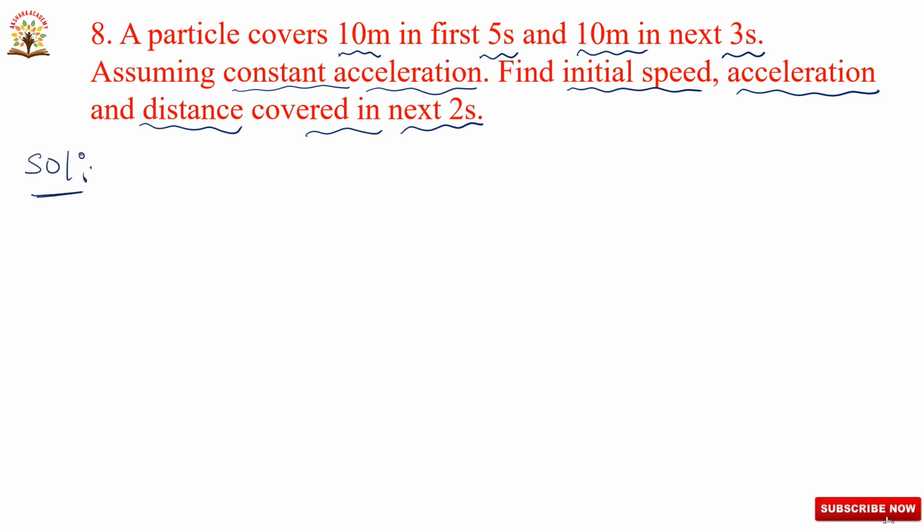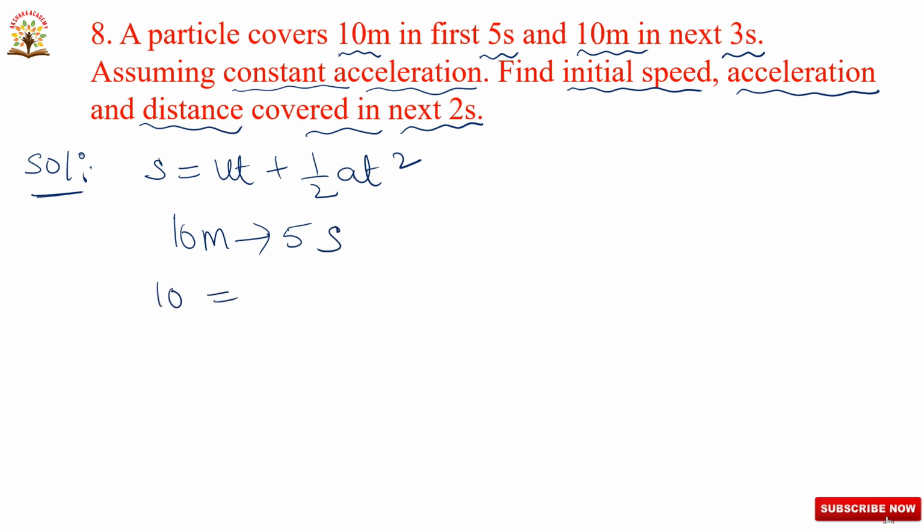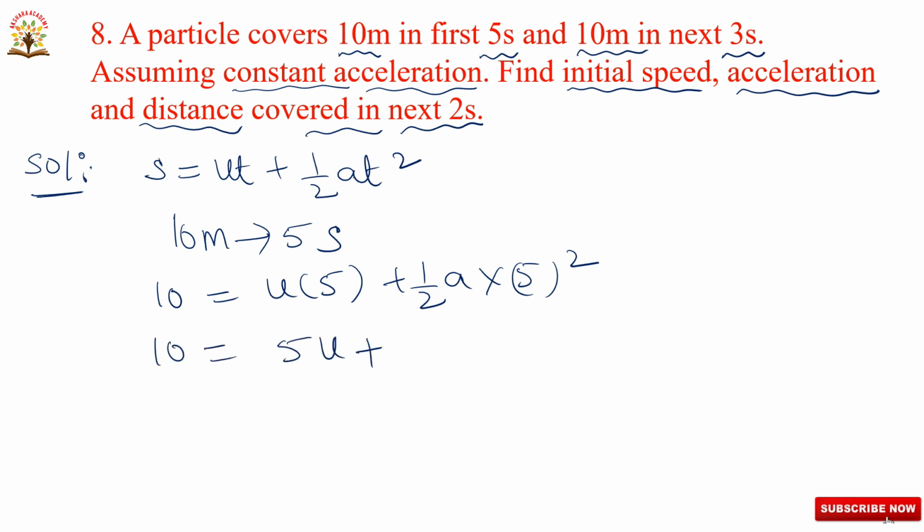From the second equation of motion, S is equal to ut plus half at square. Now here the particle covers 10 meters in the first 5 seconds. So substituting 10 in place of S, u times 5 seconds plus half a into 5 whole square: 10 is equal to 5u plus 5 square, nothing but 25a by 2.